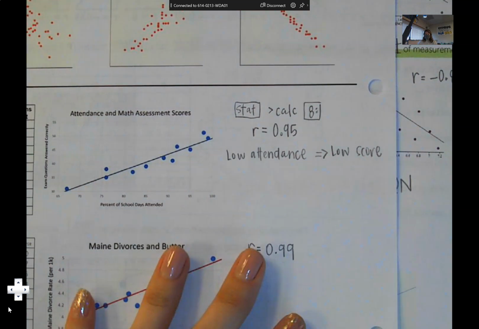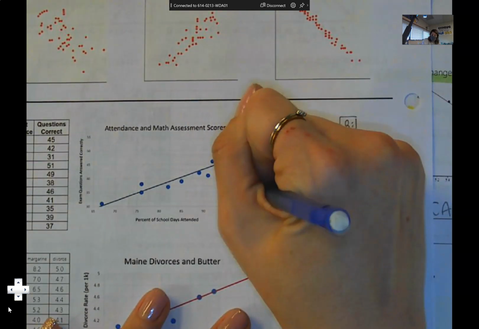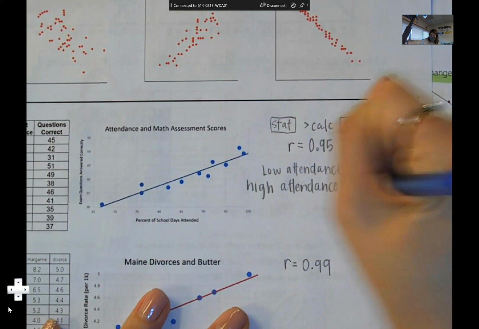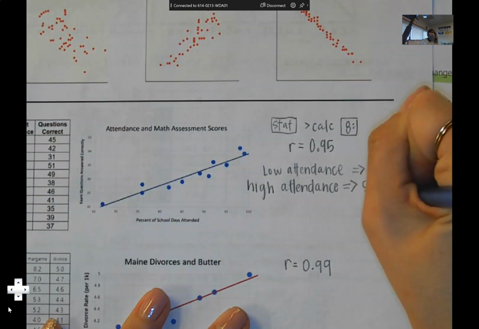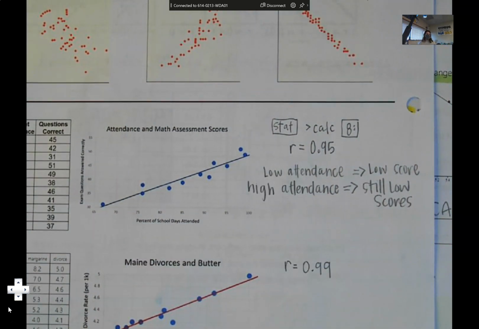So they spent, and by they I mean school districts, and this is a real example, I just didn't pull the exact source, all this money to create programs to increase the attendance at their schools. And what they found was high attendance, still low scores. So they get this scatter plot and they're like, there's definitely a relationship, so it's got to be the attendance. And what we're seeing here is there is a relationship, but it does not cause the low scores. Does that make sense? You're sure?